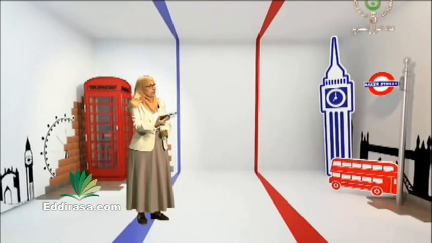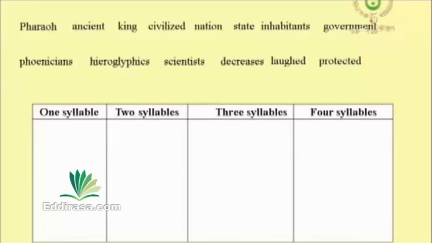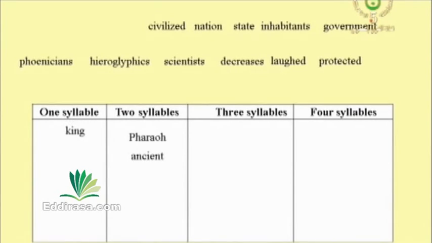Right, I think now we're going to correct our activity. Let's start. First word, Pharaoh. Yes, 2 syllables, good. Second one, ancient. Also 2 syllables, right. King, right, 1 syllable only. Civilized, how many syllables? 3 syllables, right. Nation, 2 syllables, good.